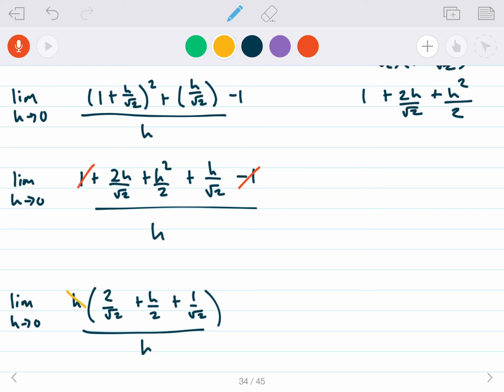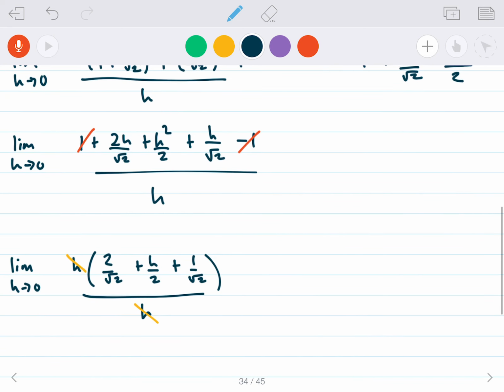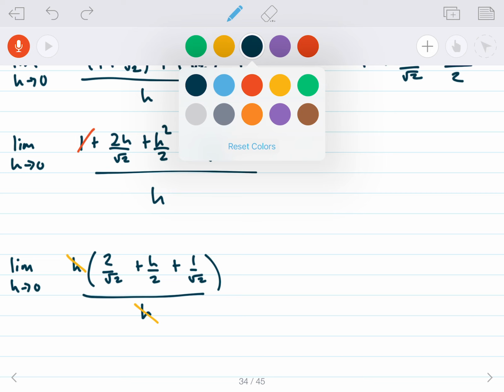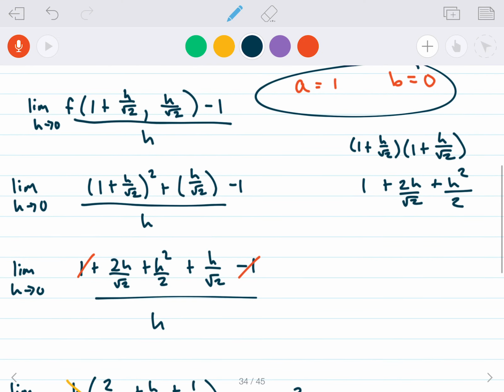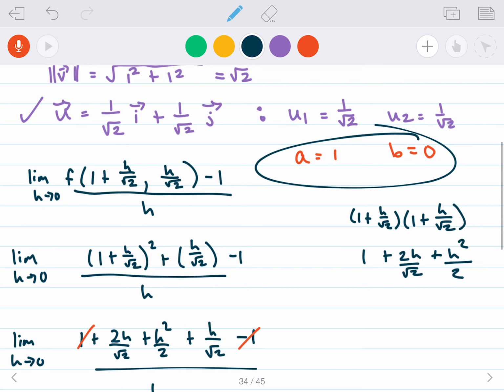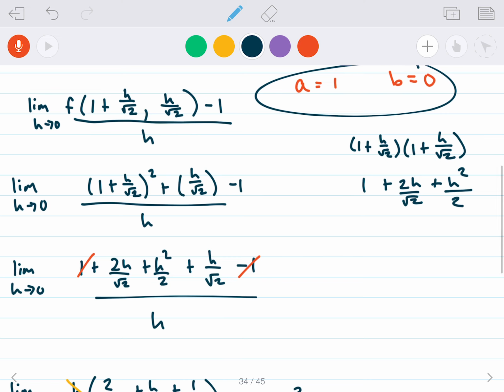Okay, so those h's can cancel. And then if I plug in 0 for h, right there, I get, let's see, 2 plus, so I get 3 over root 2 plus 0 over 2. Okay, I think I messed up somewhere. Let's see, where did I mess up? I wasn't supposed to get that. Let's see. Messed up somewhere. Let's see where I messed up.